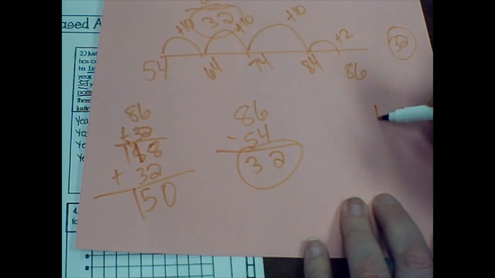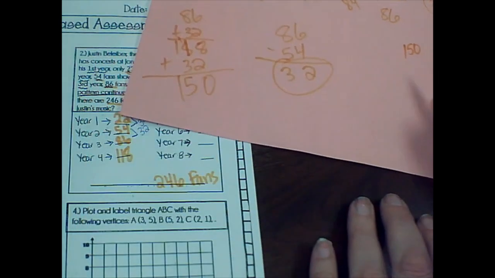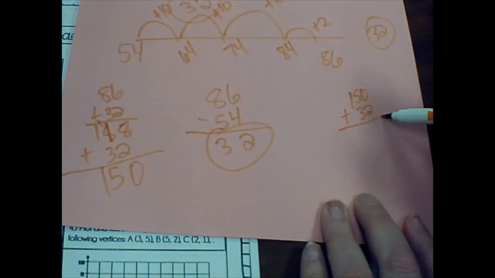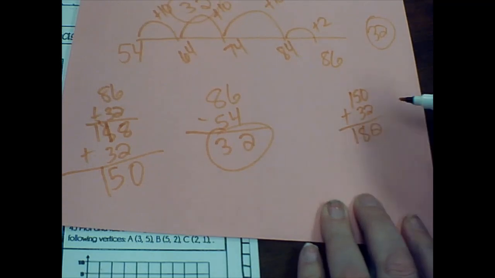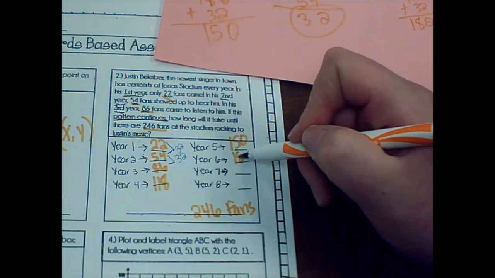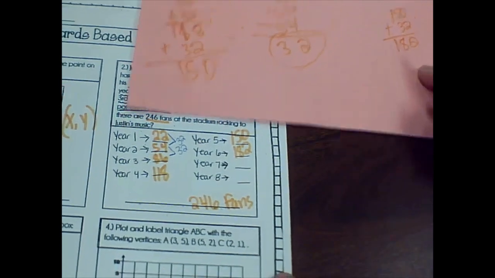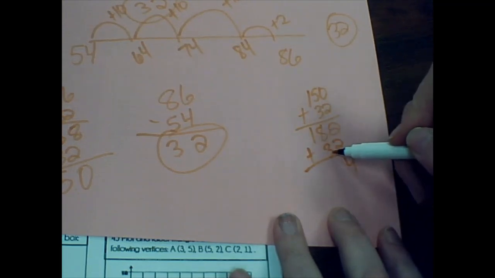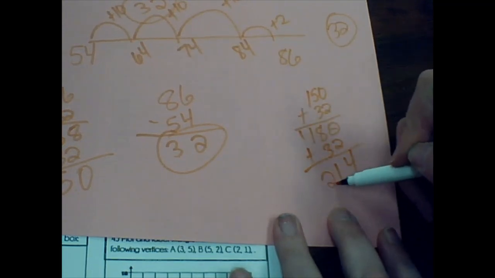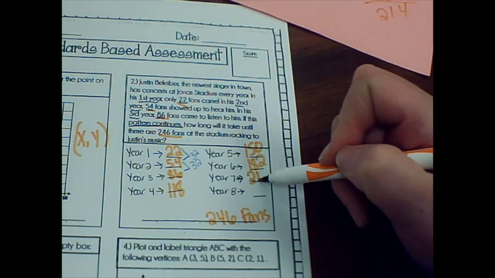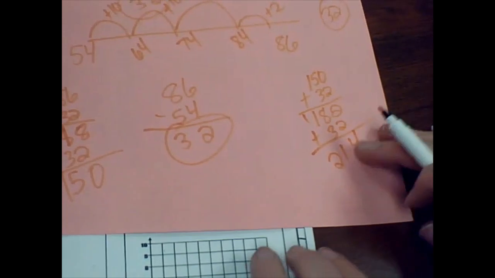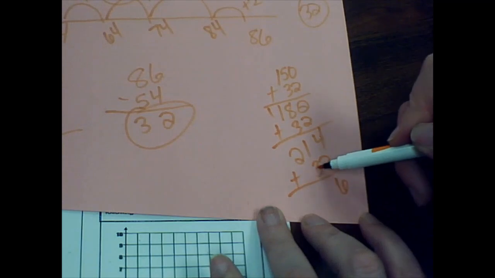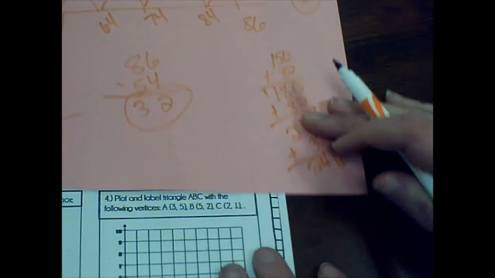Okay? I know my work is kind of sloppy. So I'm at 150. I need to add 32 more. I get 182. I'm still not at 246 yet. I've got to keep going. So I'm going to go ahead and add 32 more. I get 214. I'm still not at 246 yet, so I've got to add another 32 fans for the next year. 246.